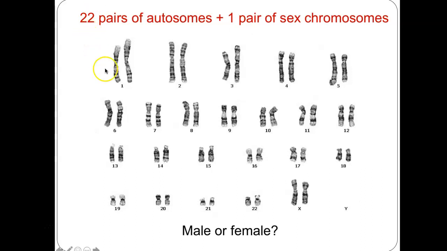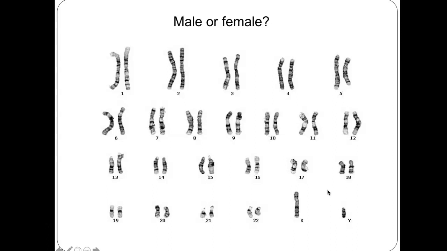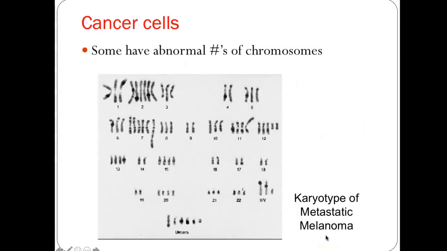So there's 22 pairs of autosomes, chromosomes that don't code for sex characteristics, and 1 pair of sex chromosomes. Is this one a male or a female? Yep, it's a female because there's 2 X chromosomes. And then everything else looks pretty normal. Male or female? Yep, that's a male because it's X and Y. Everything else looks pretty normal. There's no extras or anything.